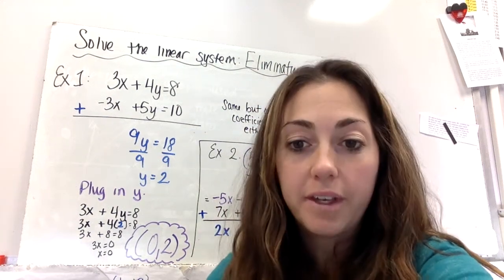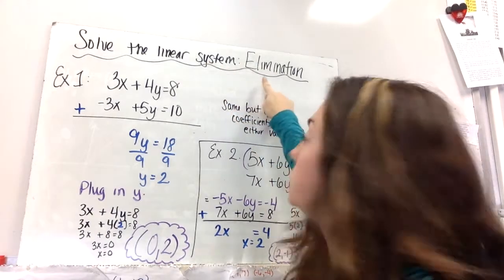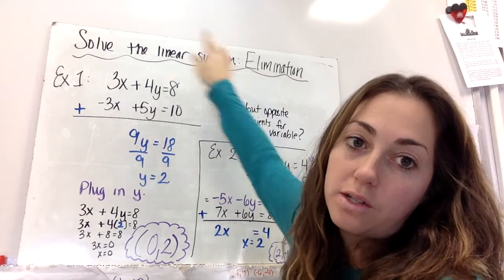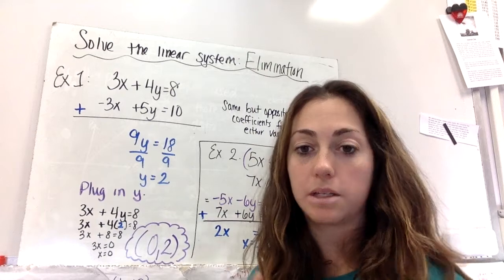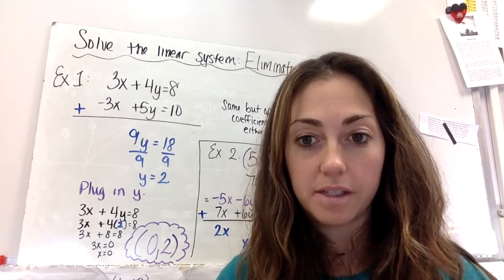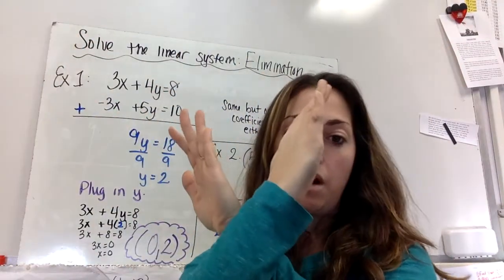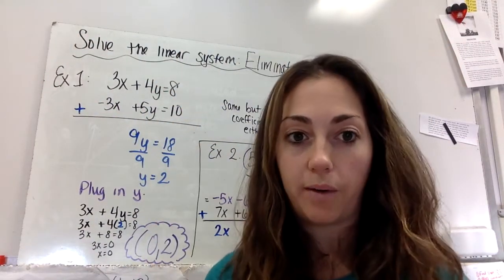Hey, we're solving some linear systems, but we have a new method. We're going to solve the linear system using elimination. So our goal is to solve, so that means whenever we have a solution to a system, our answer is a point, right? We've got two lines meeting somewhere. Where do they meet? That's what we're trying to figure out.